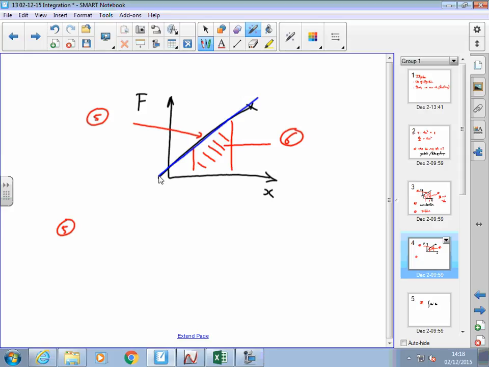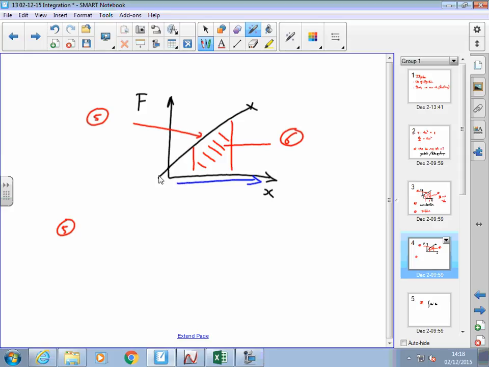What does the gradient of a force against extension graph tell us? If you've done this in mechanical principles, you would have found what about the material? Change in length. Now, that's this axis here.